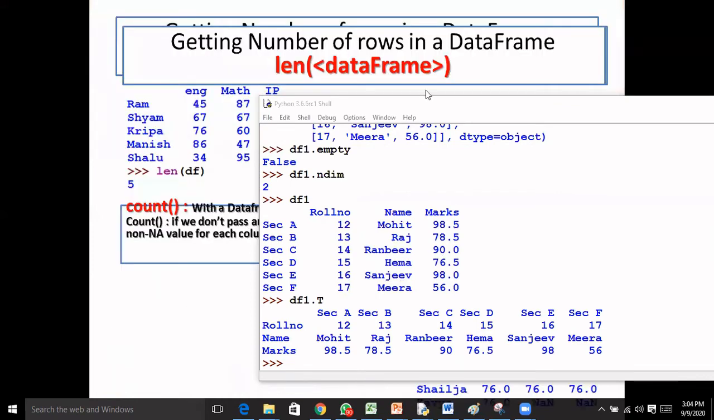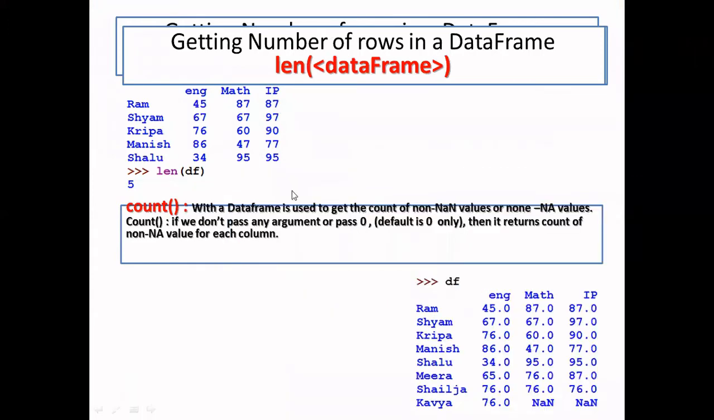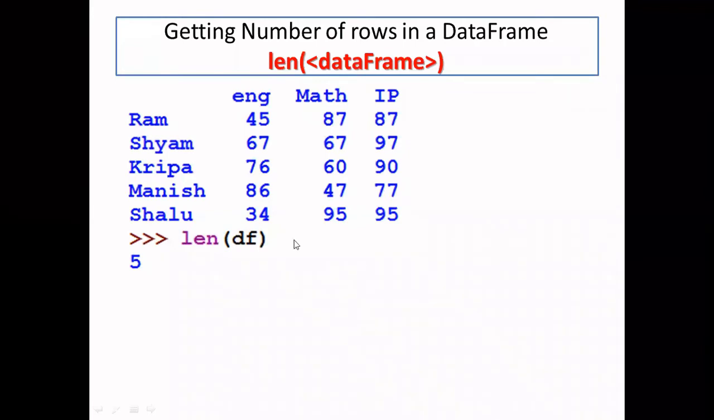Now next, we have getting the number of rows in the data frame. My next function is the len function. If you want to see how many rows are there in your data frame, you can use len. If I write len of df, it will give me the number of rows in my data frame. As you can see, how many rows are there? 1, 2, 3, 4, 5. So 5 will be displayed. So the len function is used to give you the number of rows in the data frame.